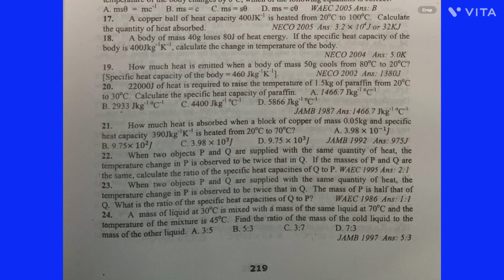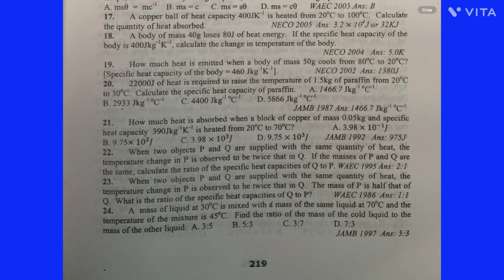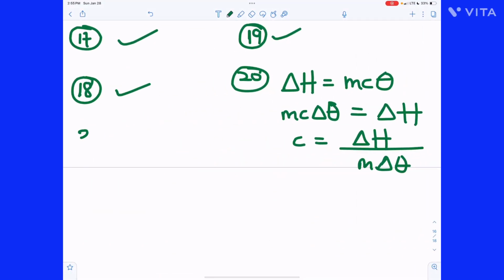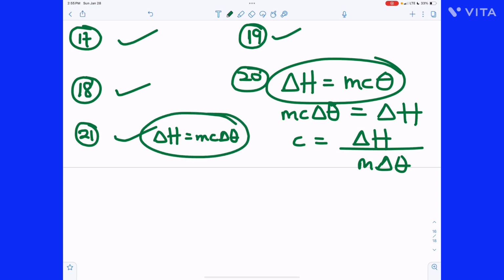How much heat is absorbed when a block of copper of this mass and this specific heat capacity is heated from this to this? 21. Also an exercise. I've taught you many questions like that. Use the same formula for heat absorbed. Let me write a hint for you. Delta H is mc delta theta. You get your answer if you use this formula correctly.